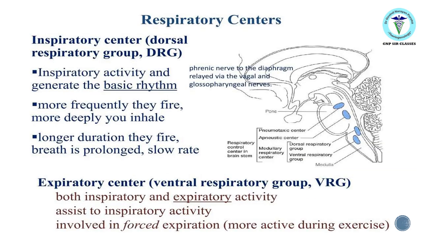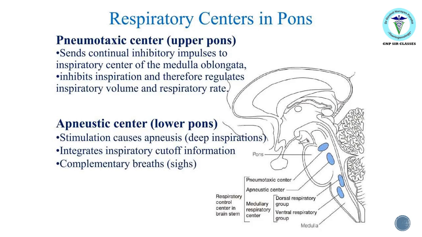The inspiratory center in the dorsal respiratory group controls the basic rhythm of breathing, while the expiratory center in the ventral respiratory group assists in forced expiration, especially during exercise. The pneumotaxic center in the upper pons regulates the transition between inhalation and exhalation, while the apneustic center in the lower pons promotes deep inspirations and regulates breathing patterns.